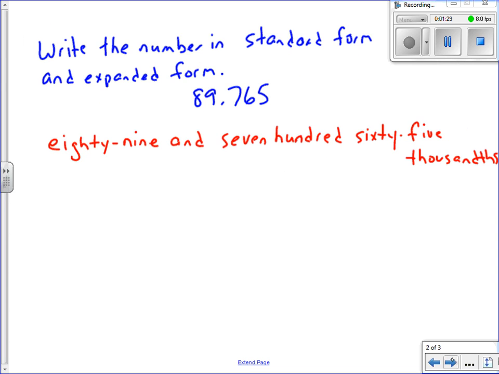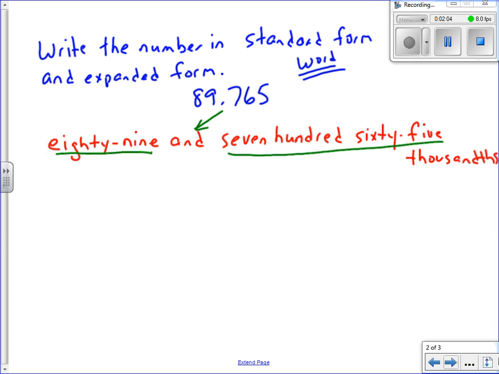Okay, we're going to go on to question number 2, and it says write the number in standard form and expanded form, and the number is 89 and 765 thousandths. Now, I already have it written here in standard form, which actually standard form is word form. Okay, so when you see standard, you want it in word form. And all you do is write it out in words. 89, the decimal point is and, 765 thousandths.